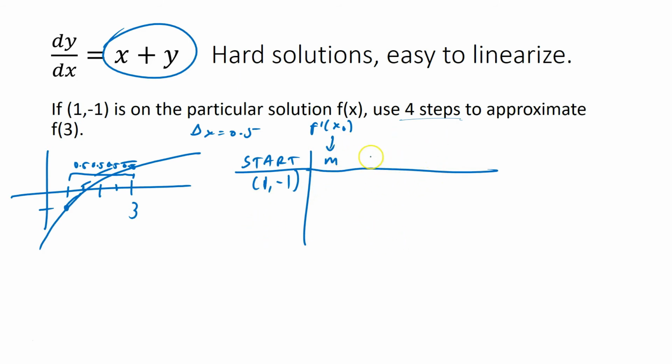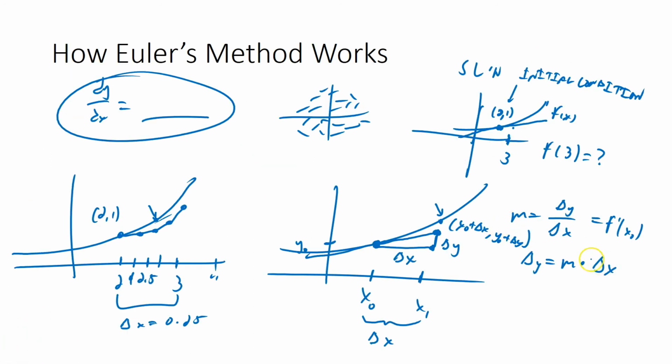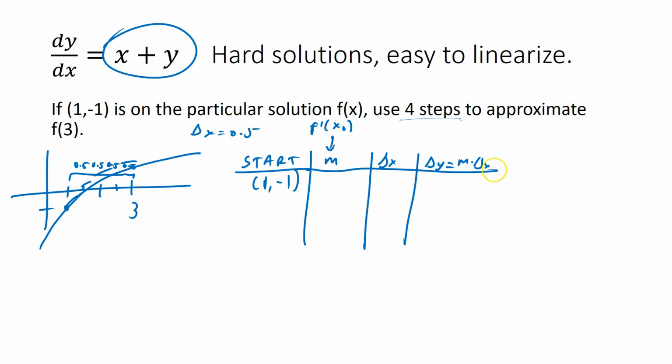Okay, then after that, I'm going to write my delta x, and delta x is never going to change. In this case, delta x is always going to be 0.5, so it's going to be 0.5 every time. And then we have the delta y, which is just m times delta x, right? We showed that on the last one. It's just the slope times the change in x that tells us how much we change the y value. And then we're going to have our new point. So our new point is going to be x plus delta x and y plus delta y. That's how much the x changed and how much the y changed.